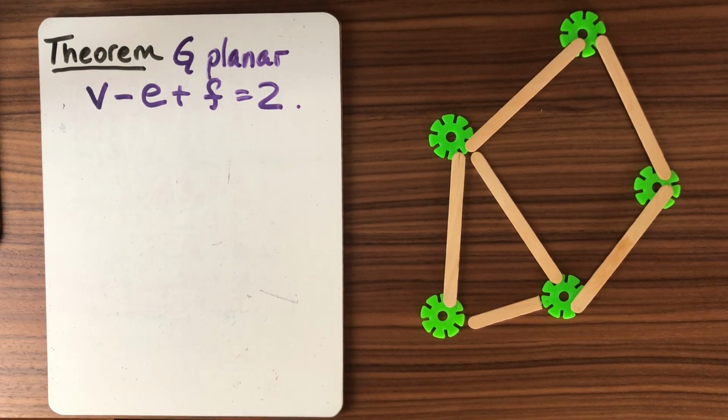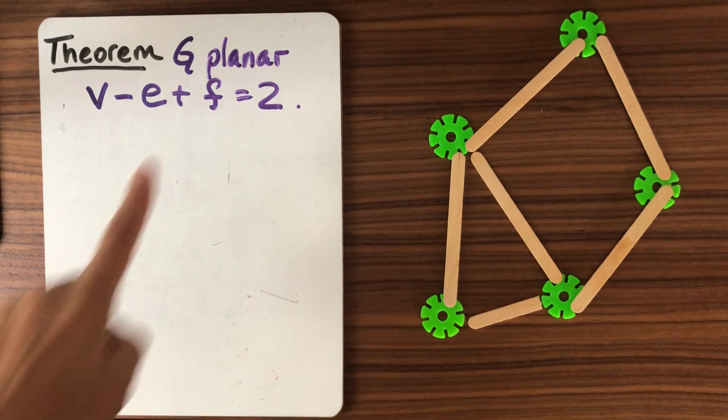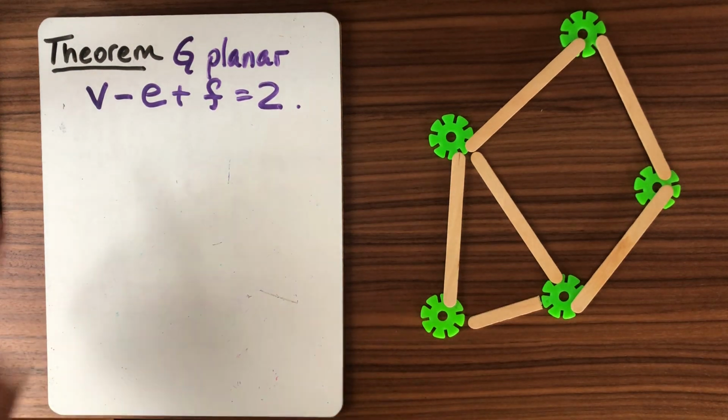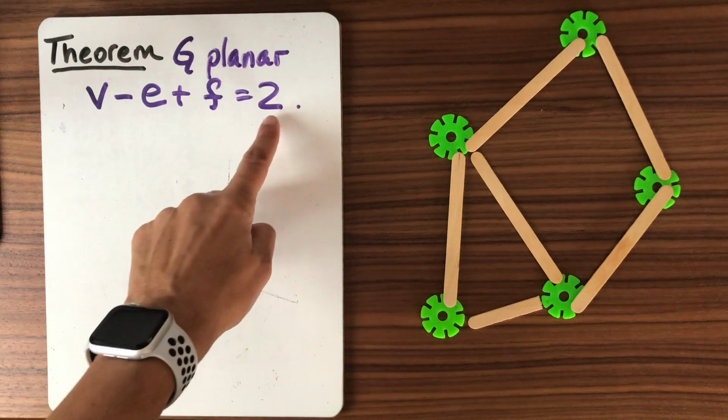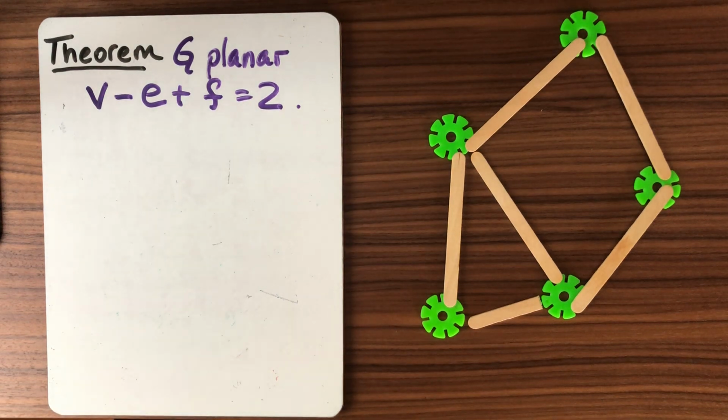So let's look at Euler's theorem. It states that if G is a planar graph, the number of vertices minus the number of edges plus the number of faces equals 2. This is not an if and only if statement. Part of the reason is because the concept of faces doesn't make sense if you don't have a planar graph. So it's not even a well-defined statement if the graph's not planar.